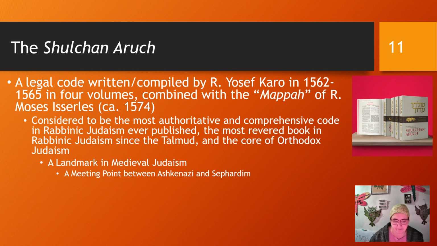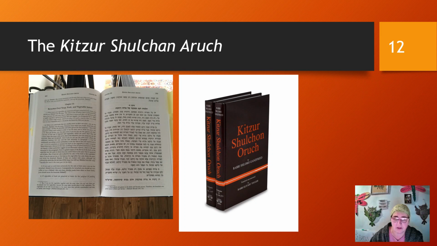rabbinic Judaism. And it becomes even more useful with the Kitzur Shulchan Aruch, which is a shorter summary that was published. It was abbreviated and summarized for home use, which made it more portable, more affordable, more direct and simple, more practical. So we have the big Shulchan Aruch being studied by rabbis and being tested on by rabbis, and then the Kitzur Shulchan Aruch that people were actually using in their homes.